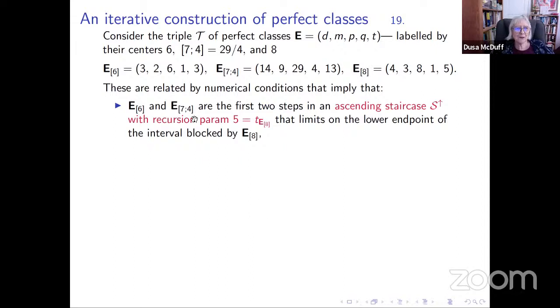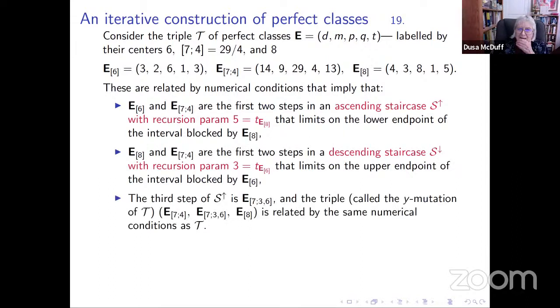So we started off with E6 and E8, which are our big blocking classes. These are what they look like in these coordinates, T, M, P, T. Then we had this middle class, E7,4, and these classes are related by a lot of numerical conditions. They're not just completely arbitrary, and these numerical conditions have geometric meaning. And so what we can prove is that these two classes are the first two steps in an ascending staircase with recursion parameter 5, which has blocking class E8, and E8 and E7,4 are the first two classes in a descending sequence that goes to E6.